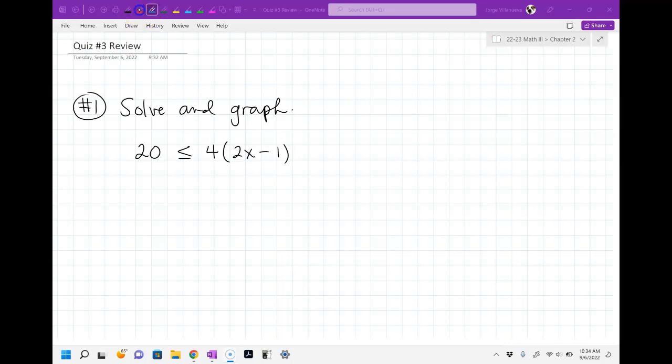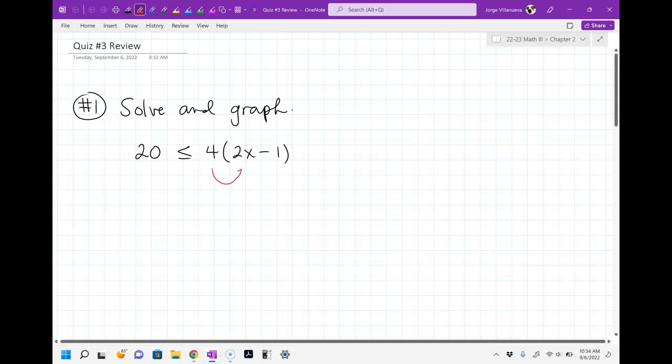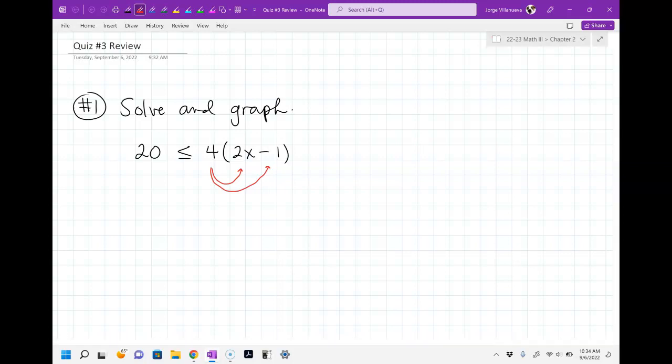This is not a compound inequality. This is just a normal inequality. In other words, it only has one problem for you to do. Okay, compound means you have two. So we're going to go ahead and distribute that. And I'm going to put 20 here, less than or equal to 8x minus 4.